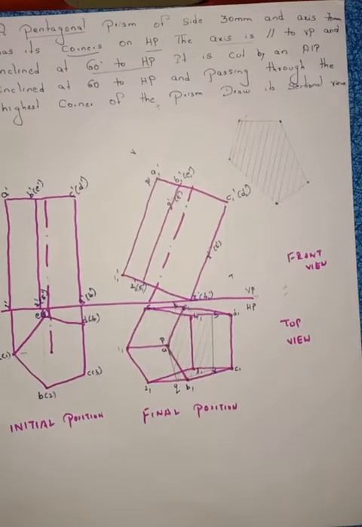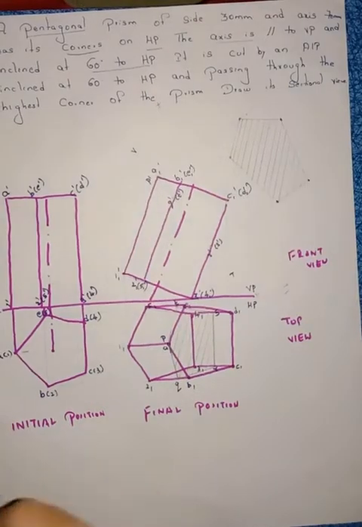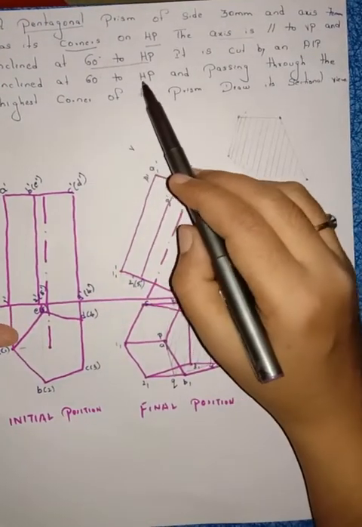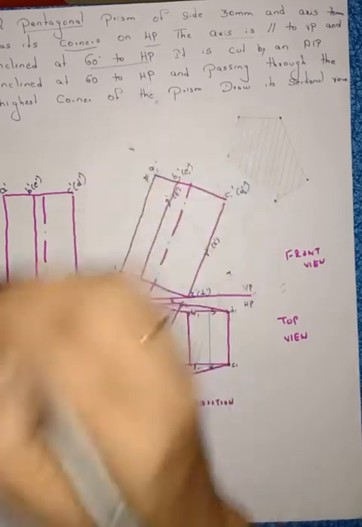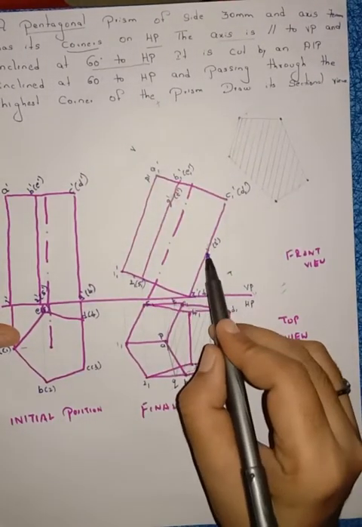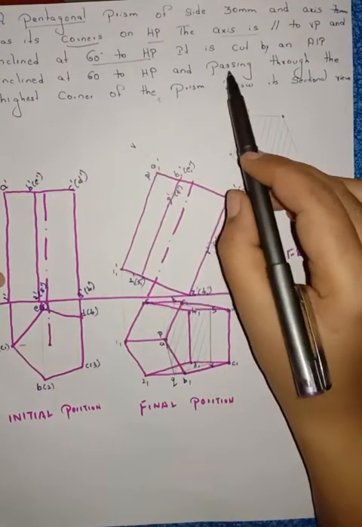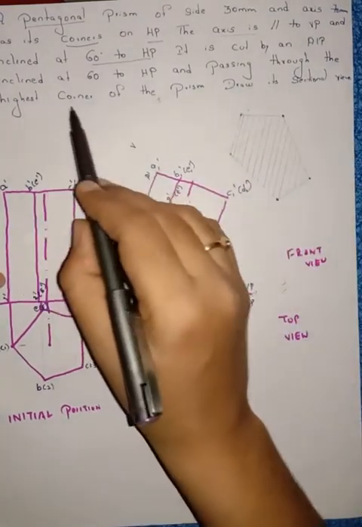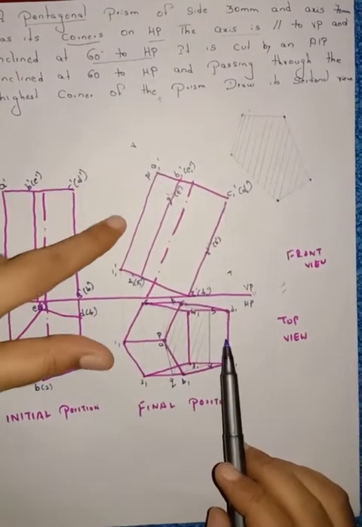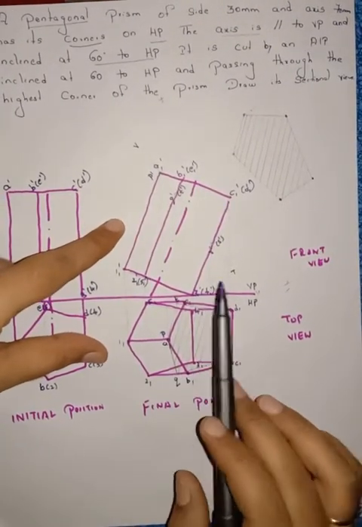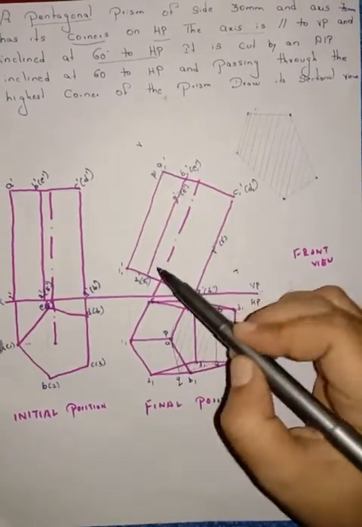Now coming to the second part. What is the second part of the question? It is cut by an auxiliary inclined plane inclined at 60 degrees to HP. 60 degrees to HP means here you have to construct the angle. They mention the condition also. What is the condition? Passing through the highest corner of the prism. First condition, construct the angle here. Second condition is that the sectional plane is passing through the highest corner of the prism.